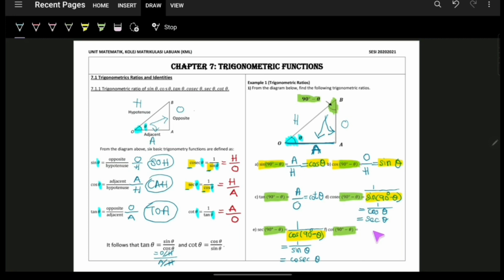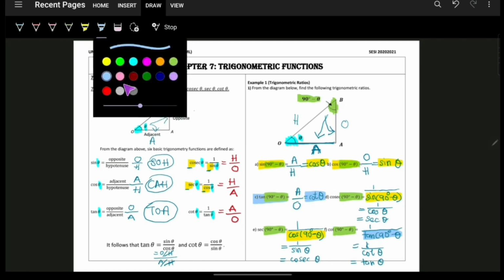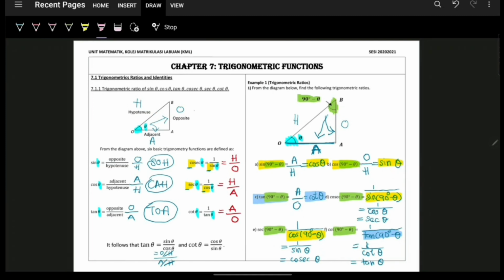And for this one, we know that 1 over tangent 90 degree minus theta, and tangent 90 degree minus theta is cotangent theta. Cotangent theta, which ends up equal to tangent theta. This one is just equal to this one and this one.